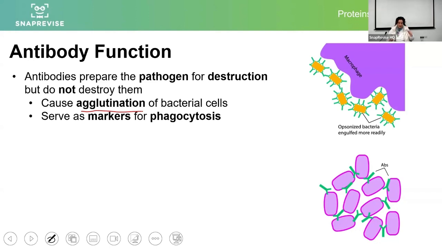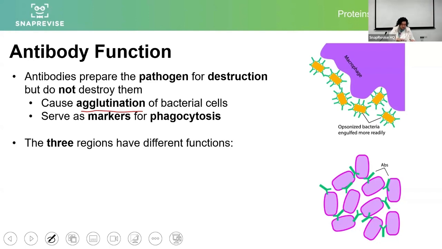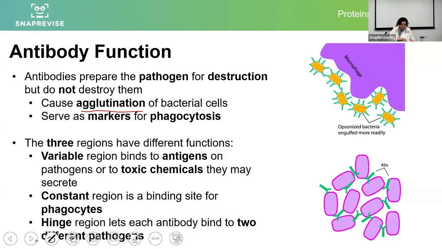So as we can see, in the hinge region, so the hinge region down here, it allows each antibody to bind two different pathogens because we've got two variable regions per antibody molecule. So one single antibody molecule can bind more than one antigen. The variable region actually binds to the antigen itself.